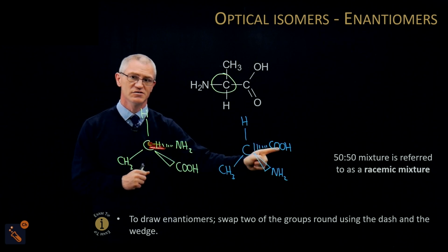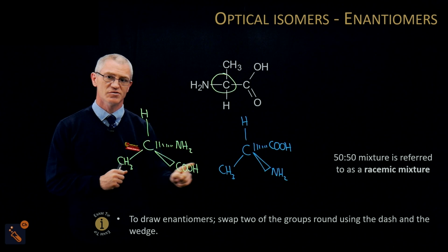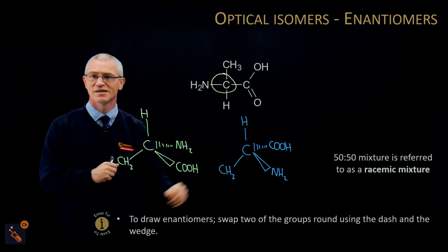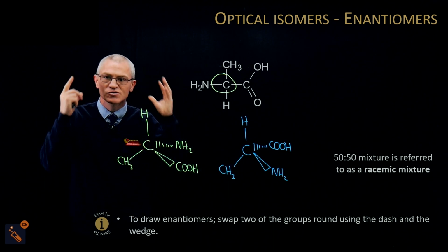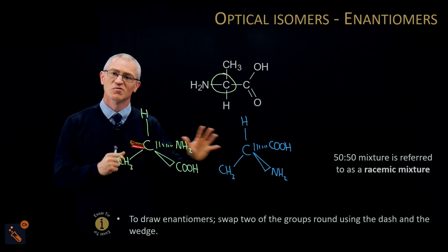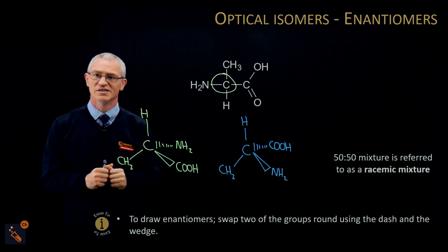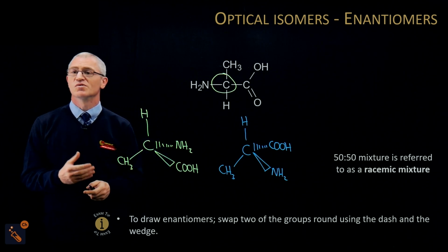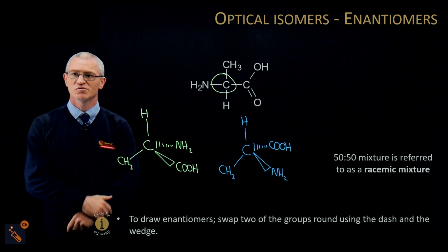You can see NH2, COH, and then COH, NH2. Simplest, easiest way of doing it. If you're a visual person, you can do it like a mirror image if you would like. But I find the easiest way is to do it with swapping the two groups round.